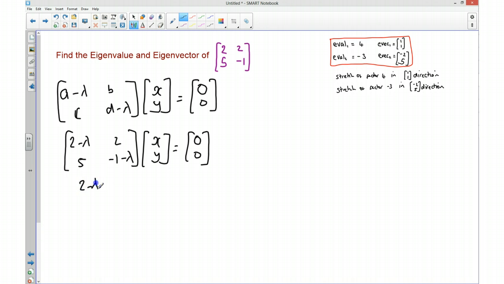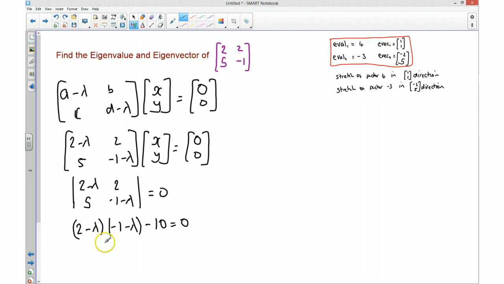So I'm going to say that I want the determinant of this here to be equal to 0. Okay, so I'm going to write down my characteristic equation for this. So I've got 2 minus lambda, take away 10 is going to be equal to 0, and if I multiply this out, I'm going to get lambda squared take away lambda take away 2 take away 10, so take away 12 is equal to 0.